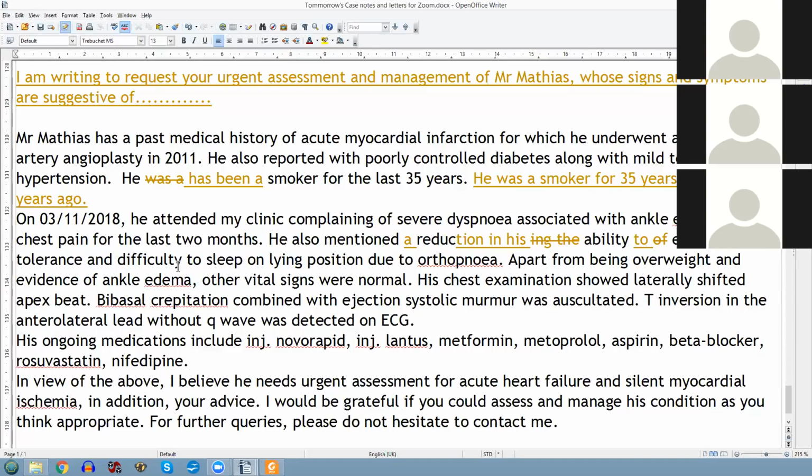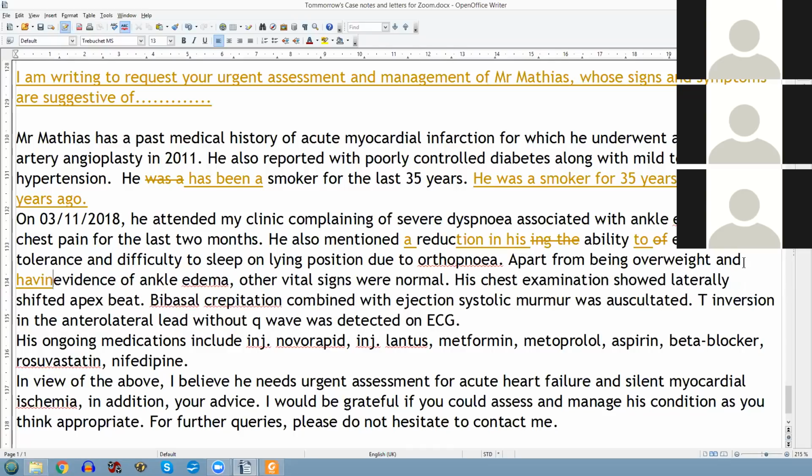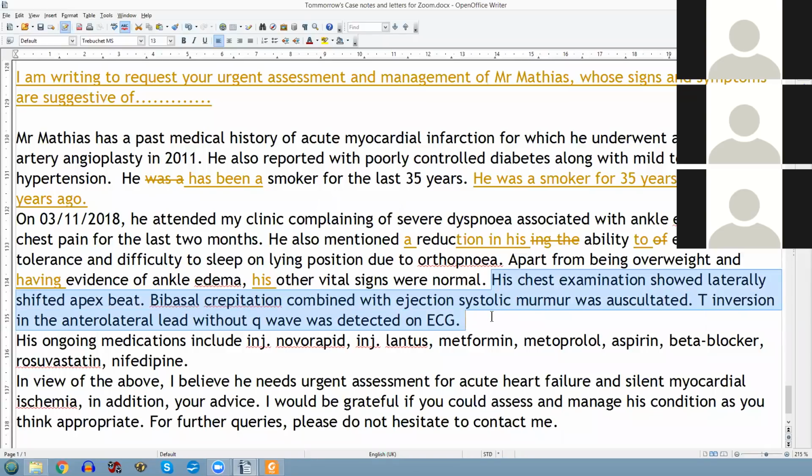"And difficulty to sleep," or "difficulty in sleeping in a lying position." "Apart from being overweight and having evidence of ankle edema, the vital signs were normal," or "his", because it's supposed to be complete sentences. So we need a pronoun now. "His other vital signs were normal." Just information. I think it's ECG, a bit of jargon there.